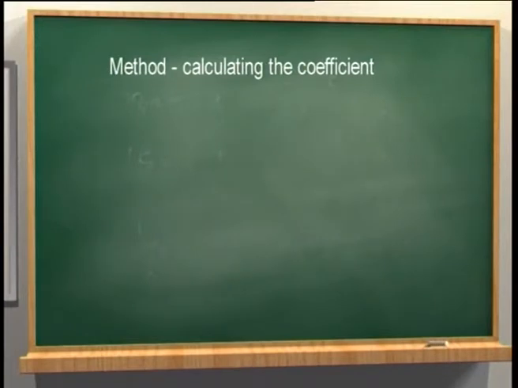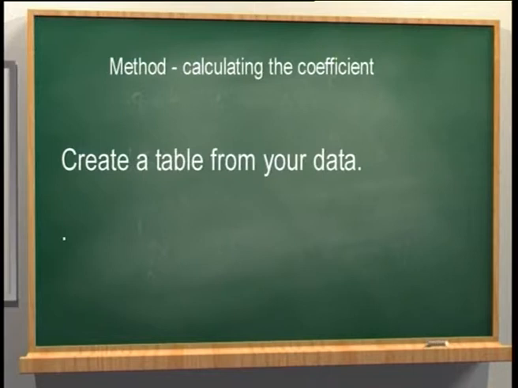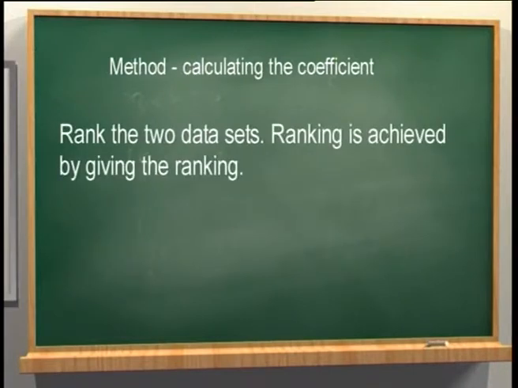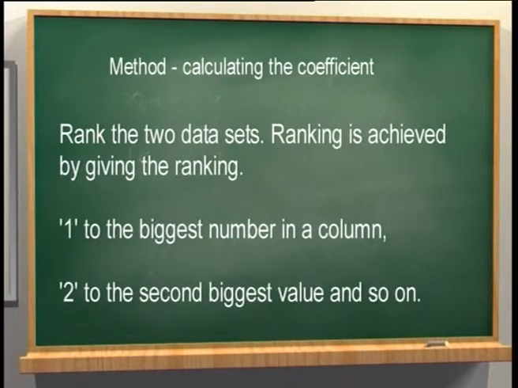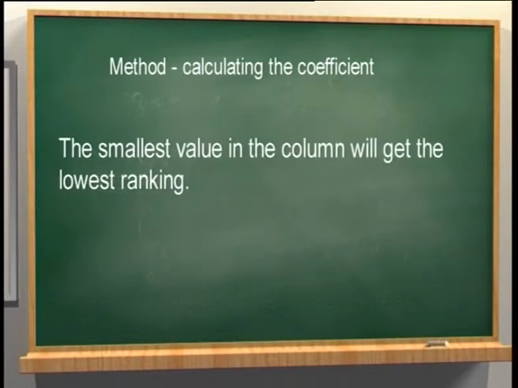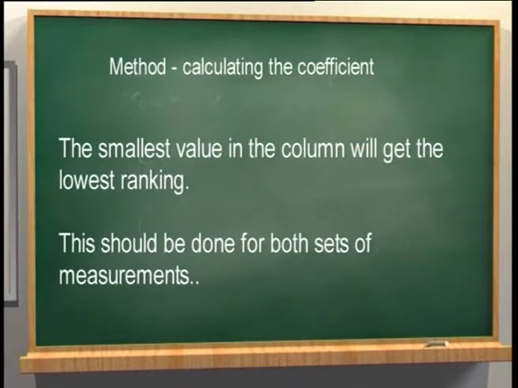Method of calculating the coefficient. Create a table from your data. Rank the two data sets. Ranking is achieved by giving the ranking 1 to the biggest number in the column, 2 to the second biggest value, and so on. The smallest value in the column will get the lowest ranking. This should be done for both sets of measurements.